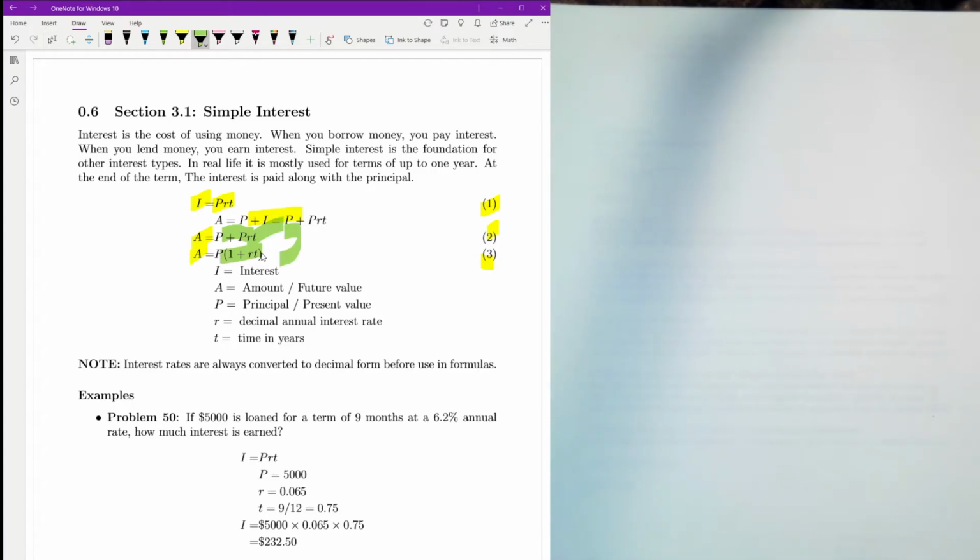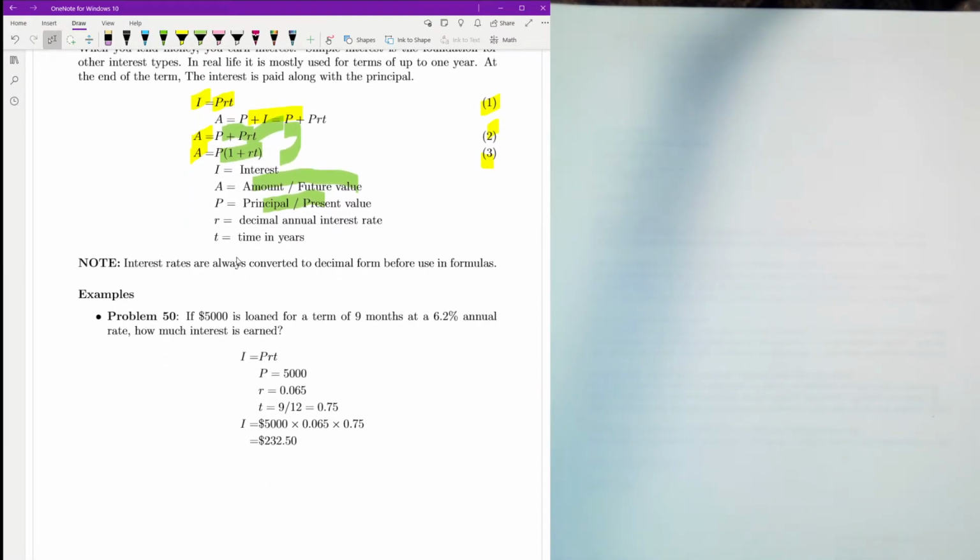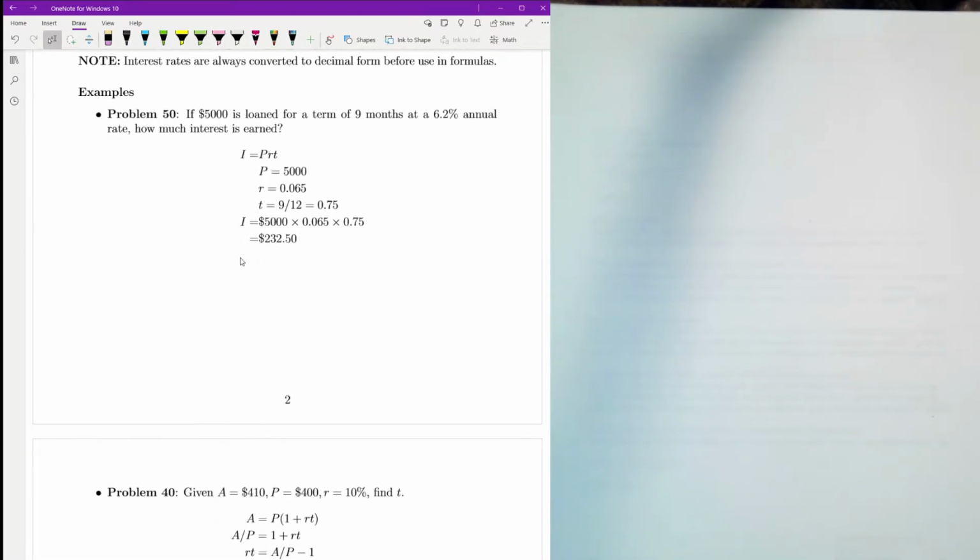And there's a couple terms here. Amount or future value, that's how much money you will have in the future. The principal or present value is the amount that you start with. Interest rates are always converted to decimal form before we use them in formulas. It's just the appropriate way to do things. And right off, this is really, for the most part, pretty simple stuff. So let's just do some of the examples right away.